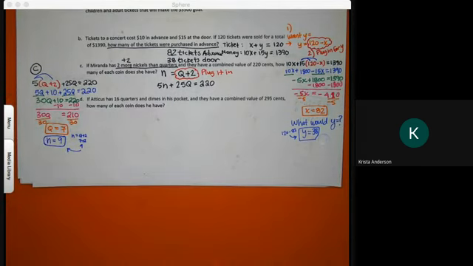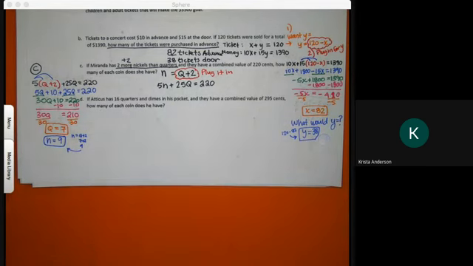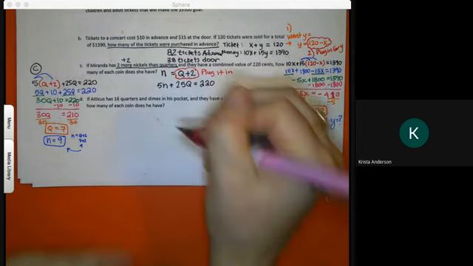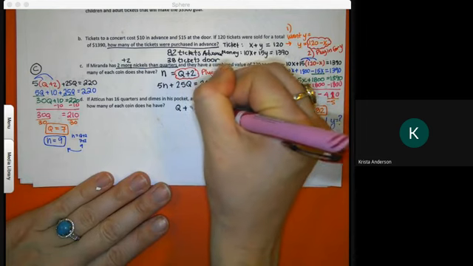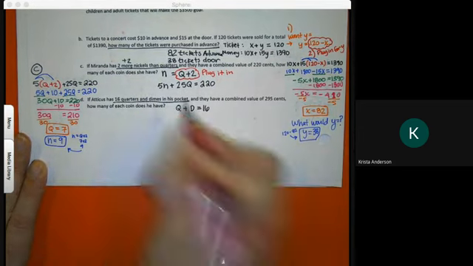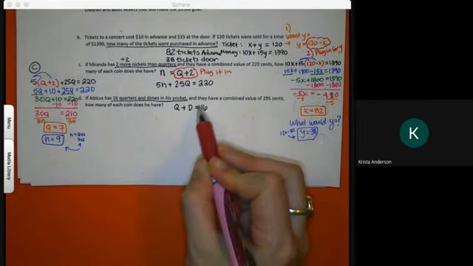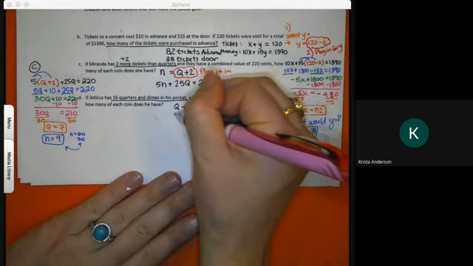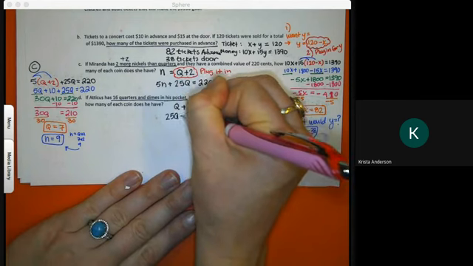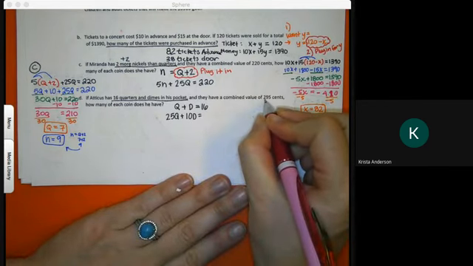Now we're going to do D. If Atticus has 16 quarters and dimes in his pocket, that means my equation would look like this. Quarters plus dimes equals 16. They don't say that one has so much more than the other. They just give you the total. How much is a quarter worth? 25. A dime? 10. And how much money I have in my pocket is $2.95.